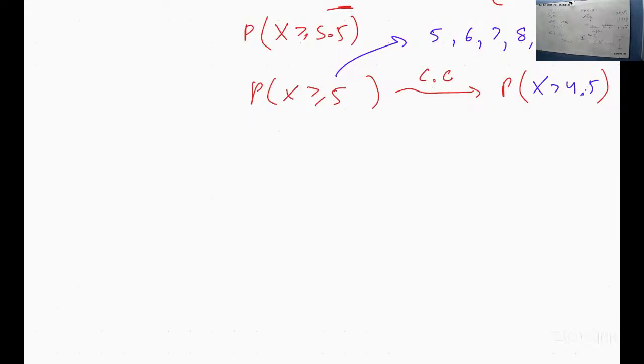Try this one now, please. 5 is less than x is less than 8. Apply the continuity correction then. Tell me what you get. Everybody, try it now.